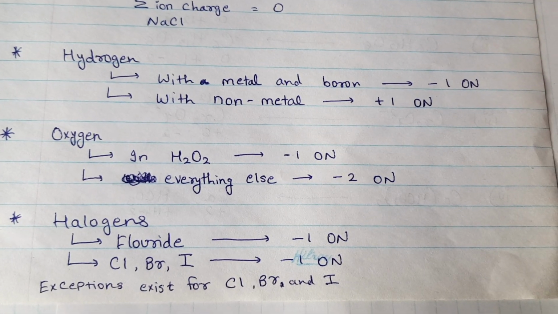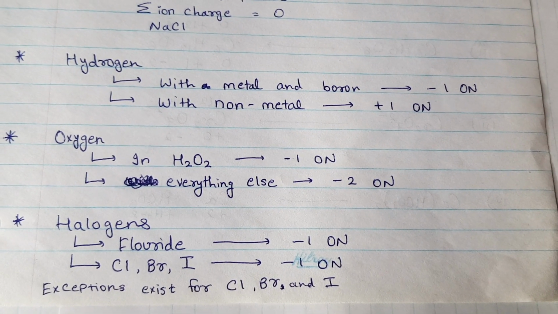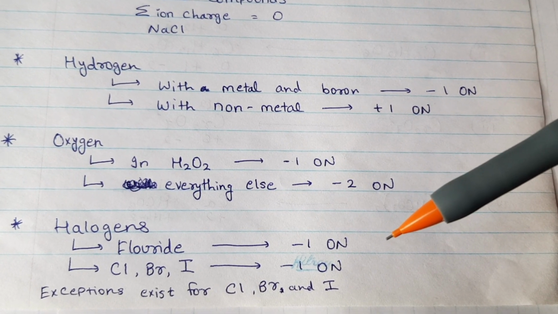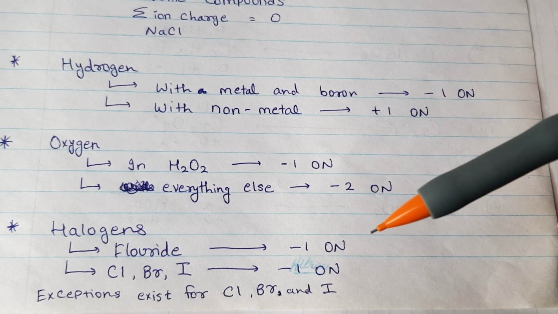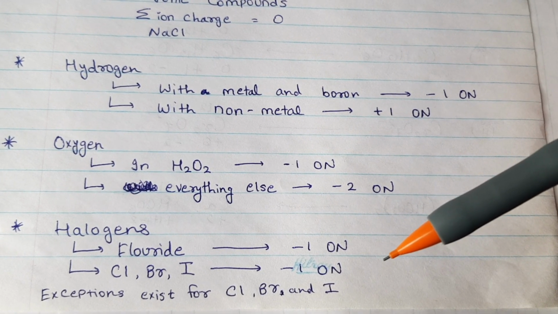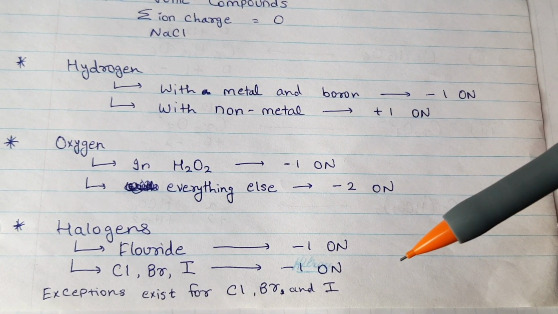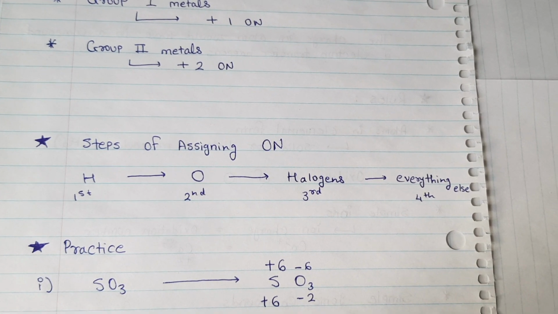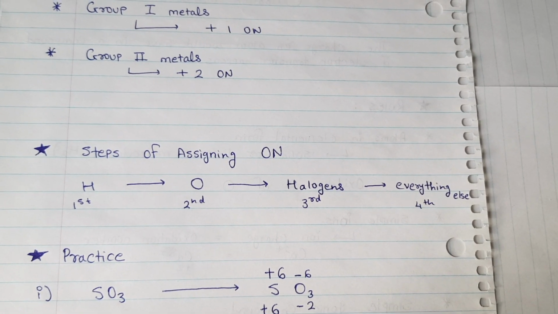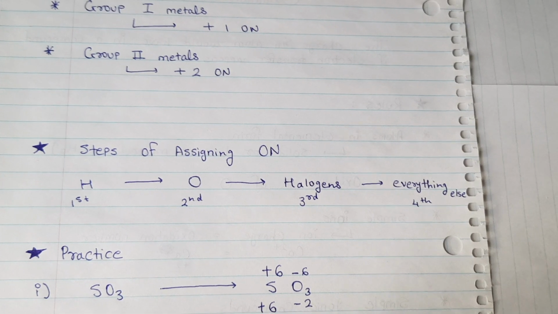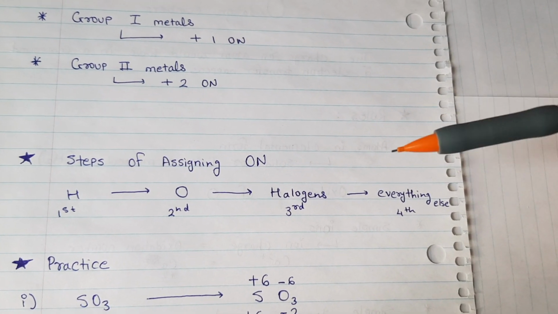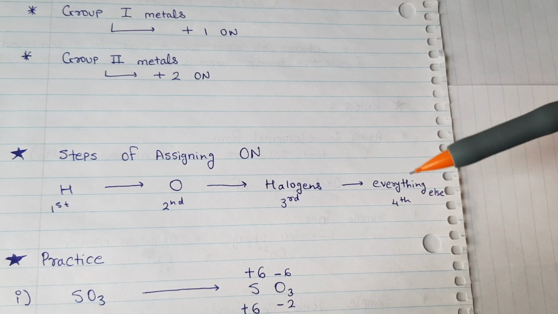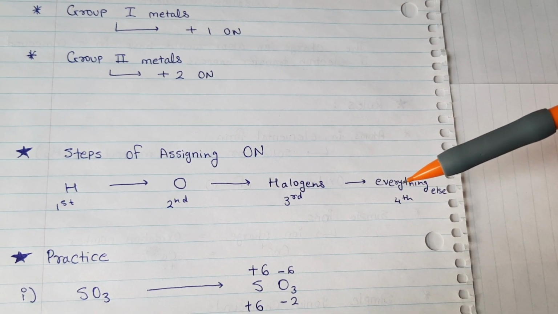Now halogens. Halogens are highly electronegative, and their oxidation number would like to be negative. Fluorine is the most electronegative atom, so it has to be -1. Chlorine, bromine, and iodine are also -1, though exceptions exist for them. Steps of assigning the oxidation numbers: you can look at these as priorities more than steps. The first priority we always give is to hydrogen. Hydrogen is always assigned first, then oxygen, then other halogens, and then everything else.